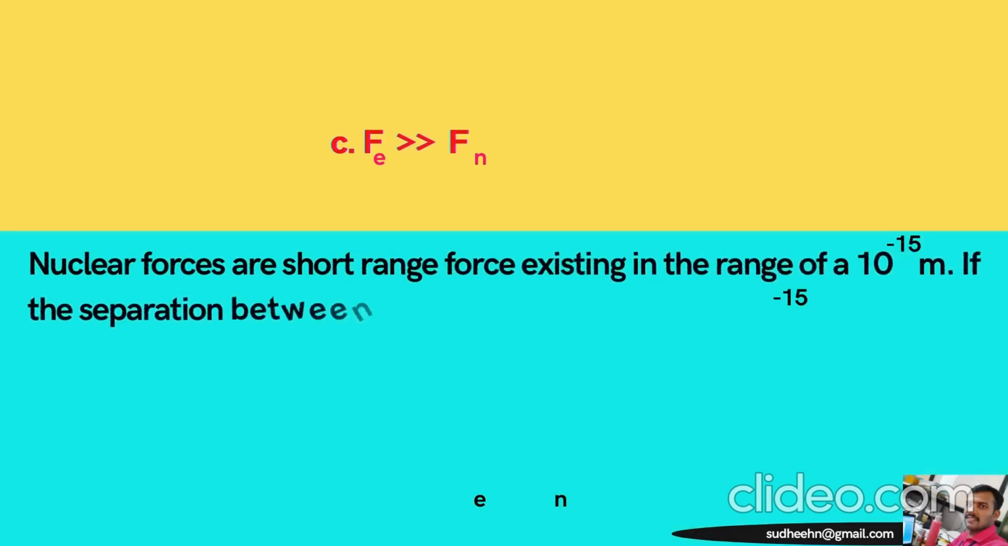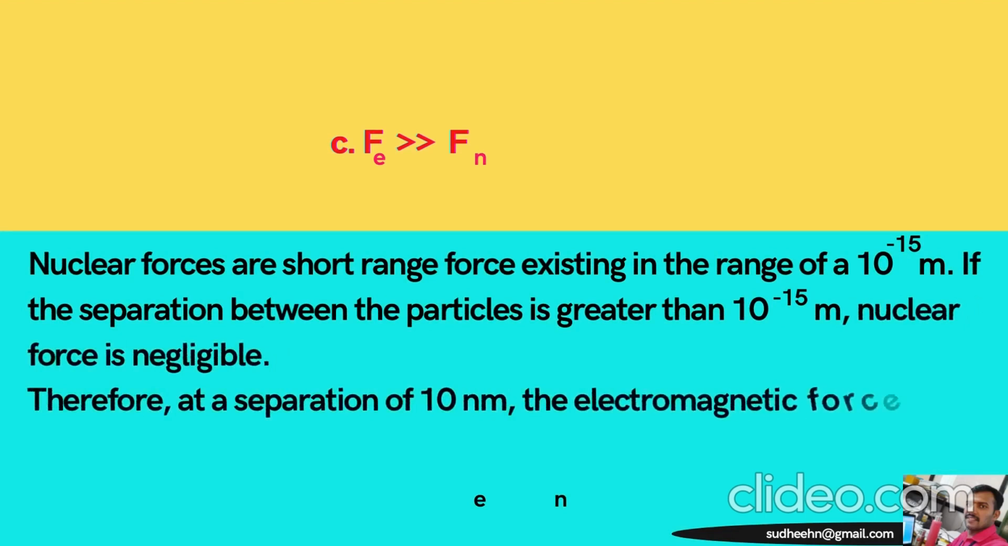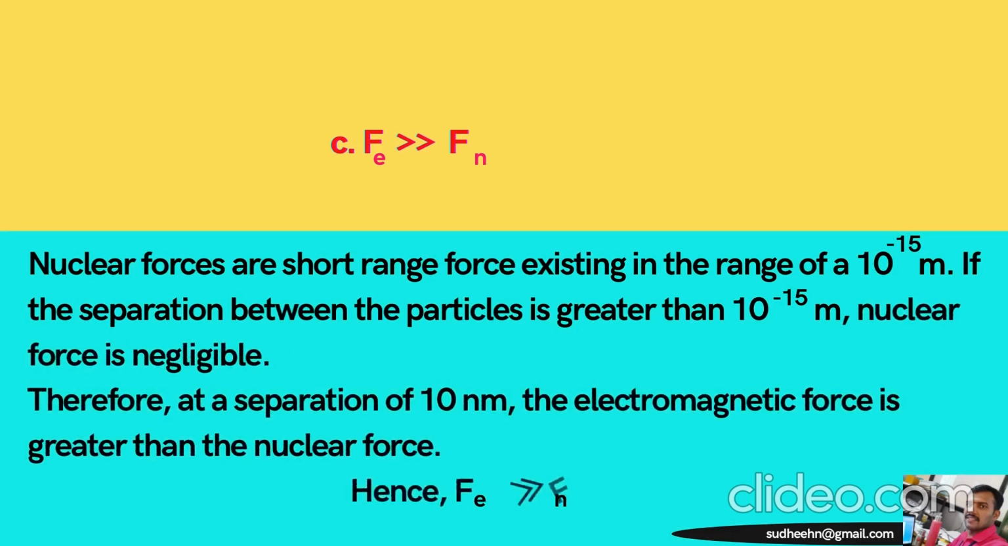Because nuclear forces are short range forces existing in the range of 10 to the minus 15 meter. If the separation between the particles is greater than 10 to the minus 15 meter, nuclear force is negligible. Therefore, at a separation of 10 nanometer, the electromagnetic force is greater than the nuclear force. Hence, Fe is much greater than Fn.